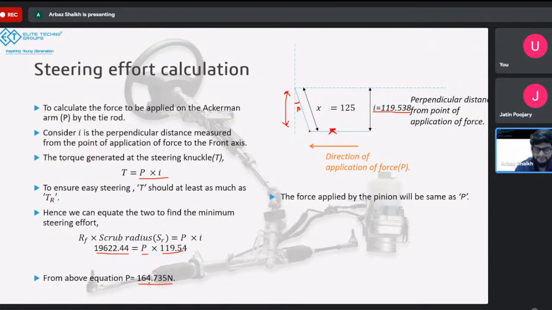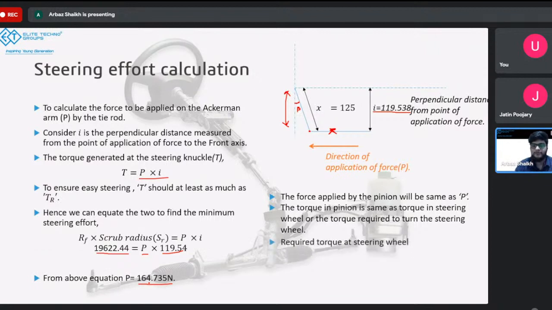on the rack. Okay, so now going backwards again, we know that pinion should apply 164 Newton of force, right? So the torque in the pinion should be the same as the torque in the steering wheel, because they are rigidly connected, right? And we know pinion should apply 164 Newton of force, right? So what we can do is calculate the required torque at the steering wheel.